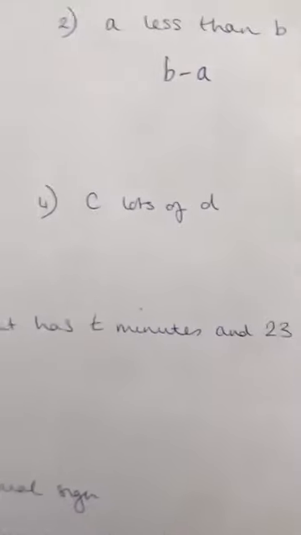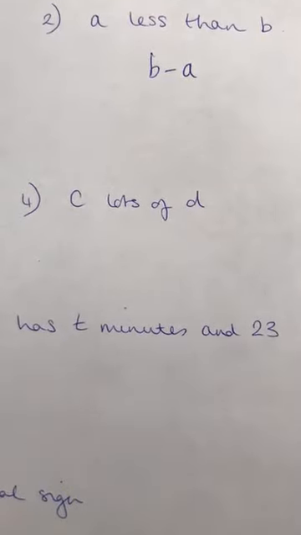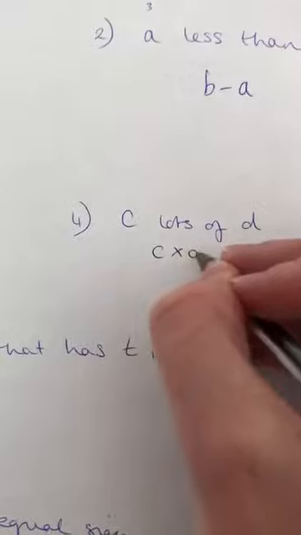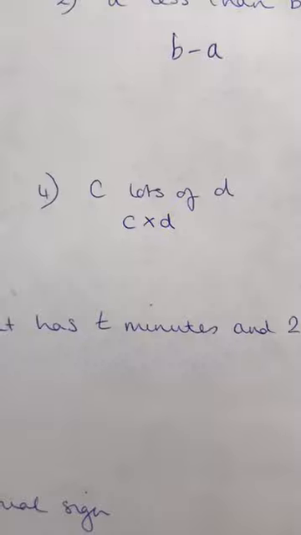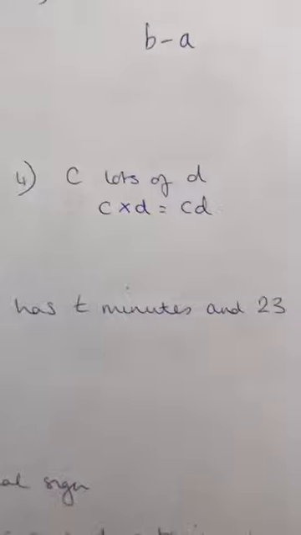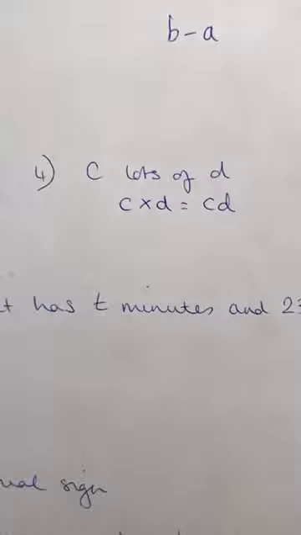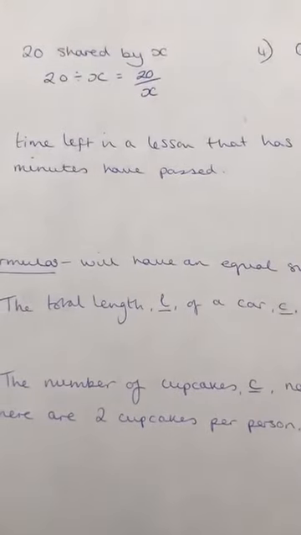Number 4, C lots of D. So lots of means to multiply. So C times D. So again, that's quite straightforward. I could write that. But again, we have an issue with this. In algebra, we don't like to include the times sign. So that should really be written as CD. We just simply drop the times sign. And you should know from basic algebra that 2 letters together, like that, CD, means times. Sometimes you can have some more worded examples.